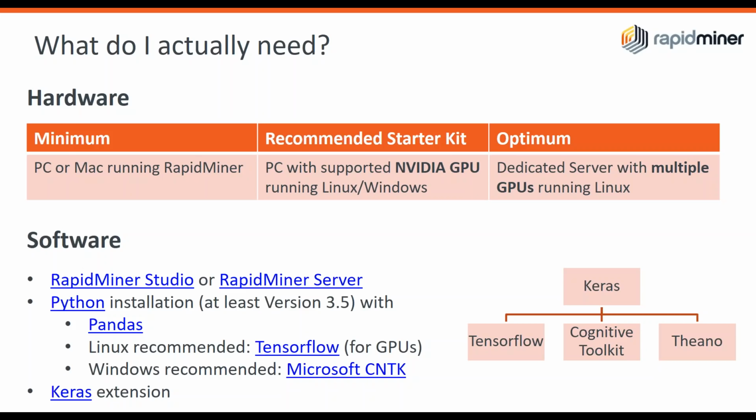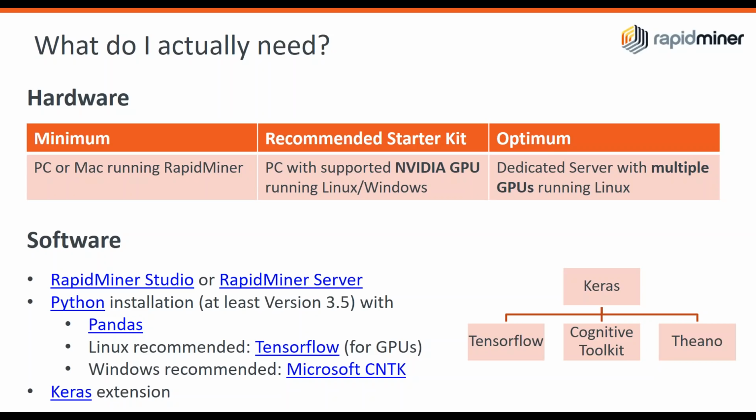Software-wise, you need RapidMiner Studio or Server, depending on where you're going to apply it. Then you need a Python installation, a fairly new one, with Python version 3.5 or higher, and the Pandas Python library. Then we have some recommendations based on your operating system. For Linux, it's easiest to use TensorFlow as a backend for Keras. And especially when you want to use GPUs, there's a special version of TensorFlow for GPUs you need to install. But we have great installation instructions for you.